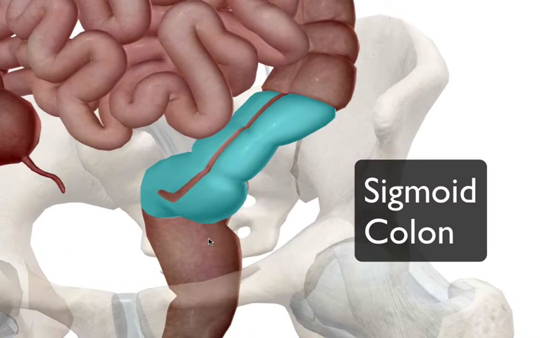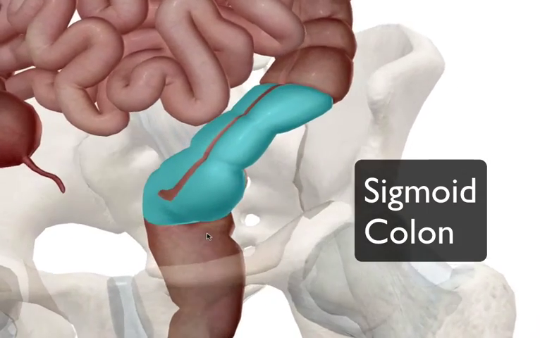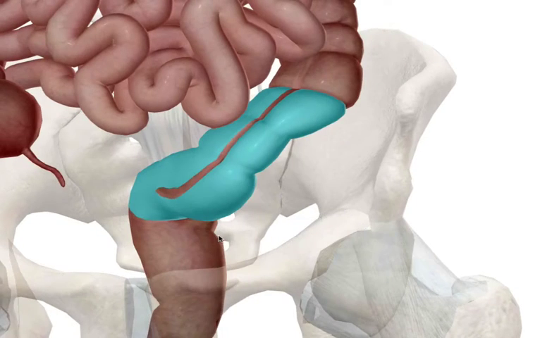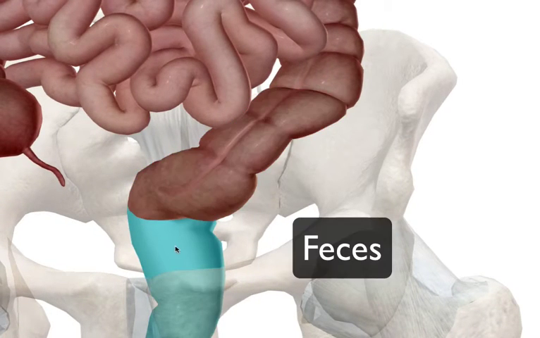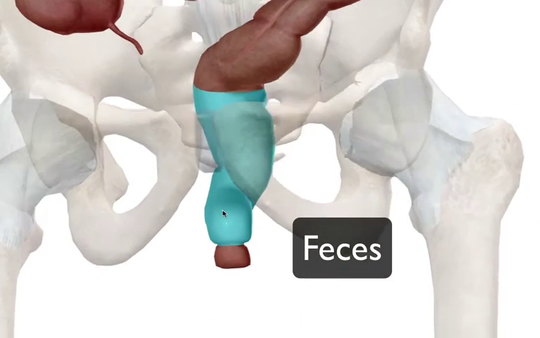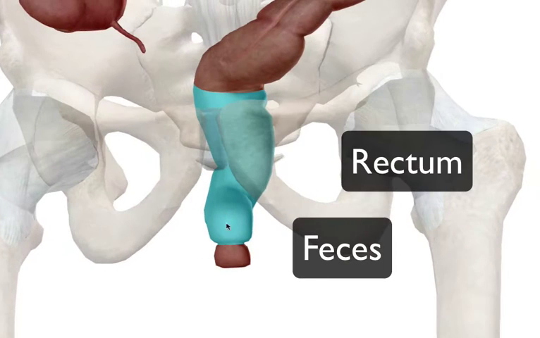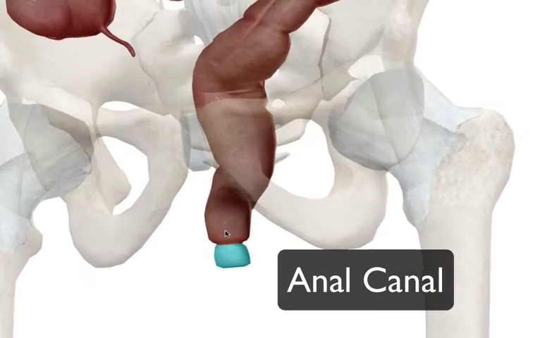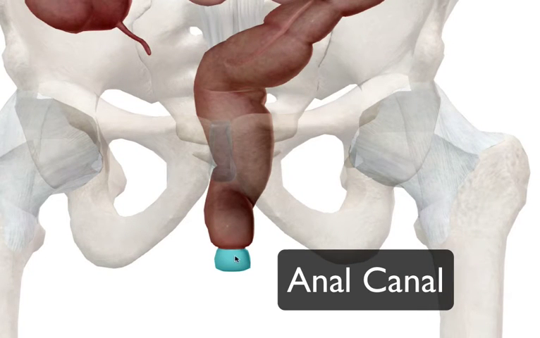At this point in the digestive system, you're mostly looking at fecal matter, feces, getting ready to be excreted. This is your waste product, and then you have your rectum, and then finally your anal canal. That's the last distal part of your alimentary canal.